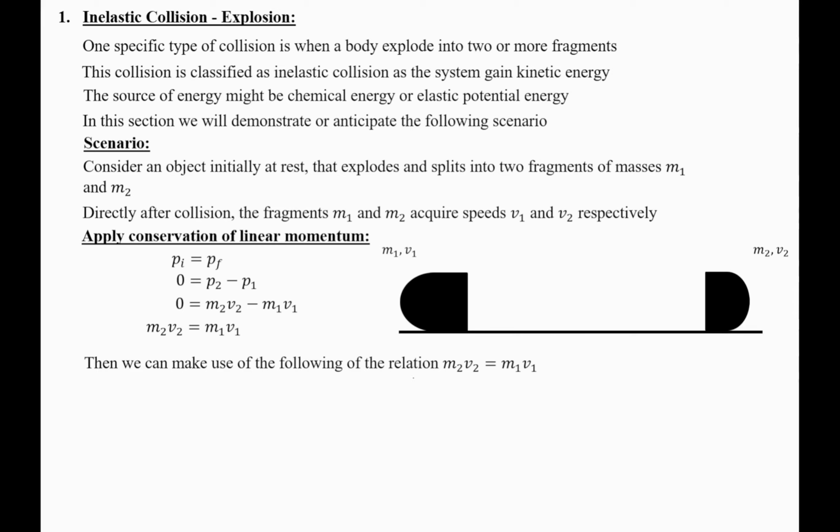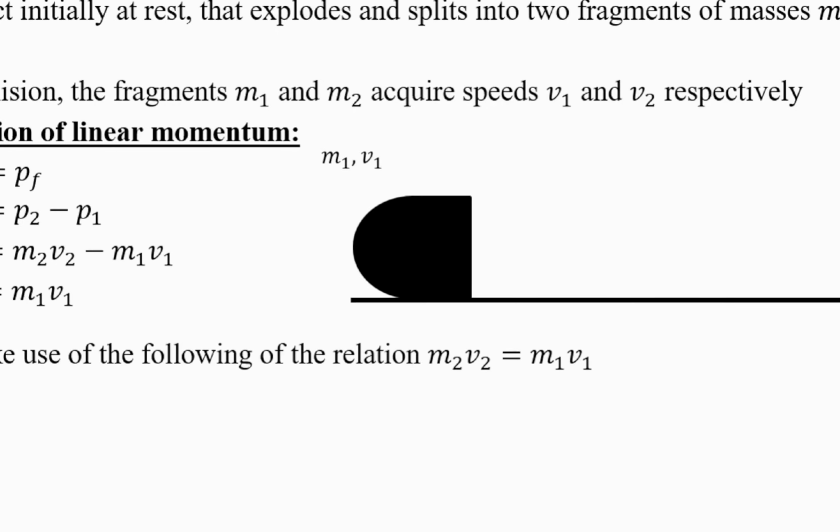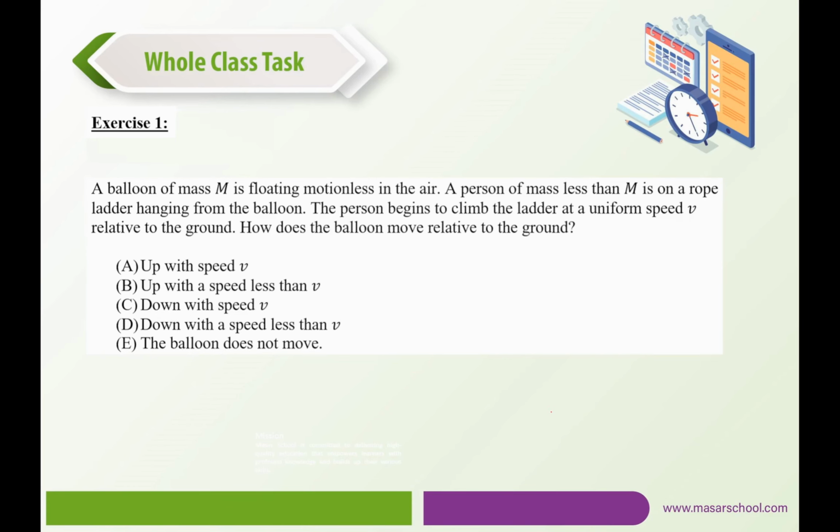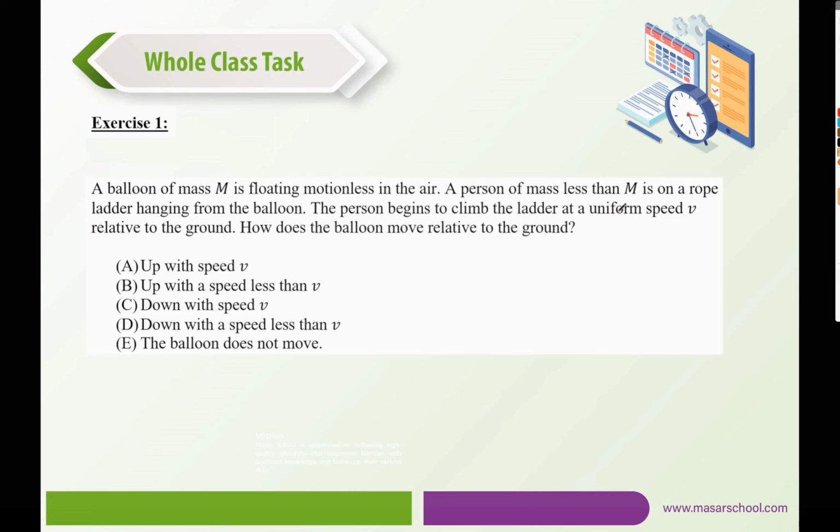Then we can make use of the relation m2v2 equal to m1v1 in order to solve for one of these variables. If we suppose that the speed v2 is unknown, then it's given by v2 equals a fractional mass multiplied by v1. Now for the rest of the video, we're going to solve some exercises.